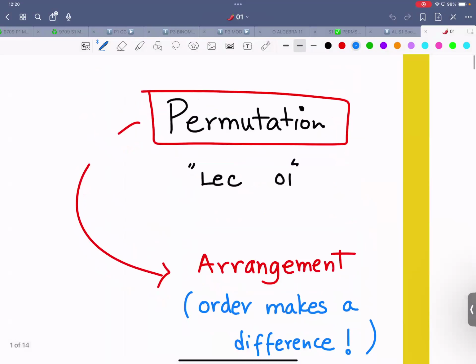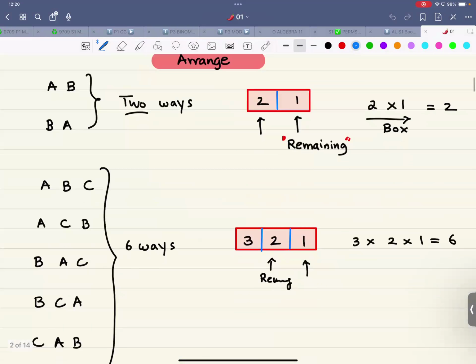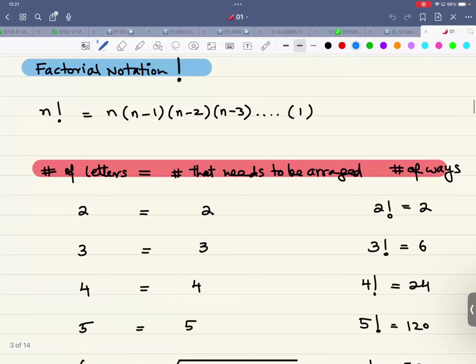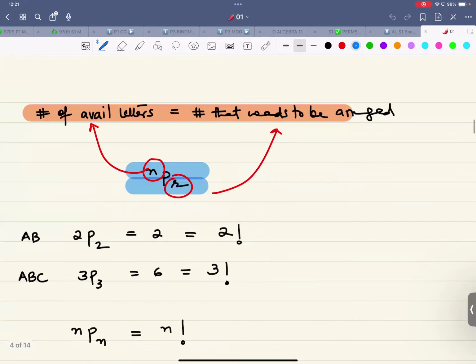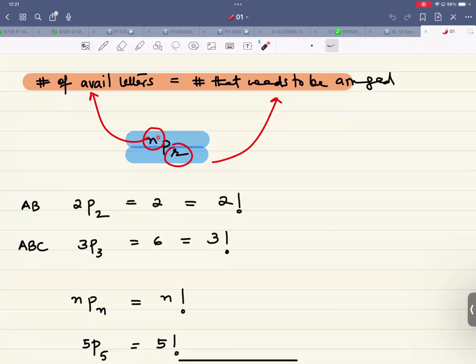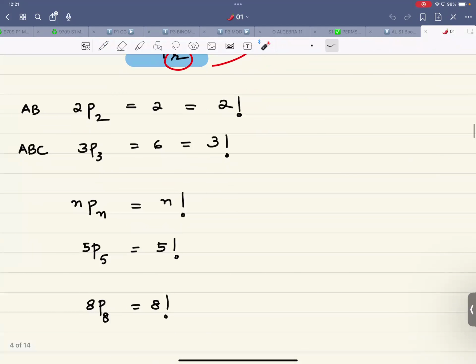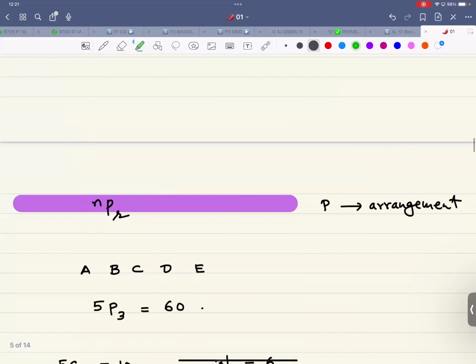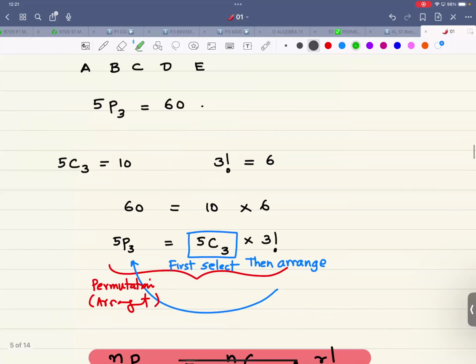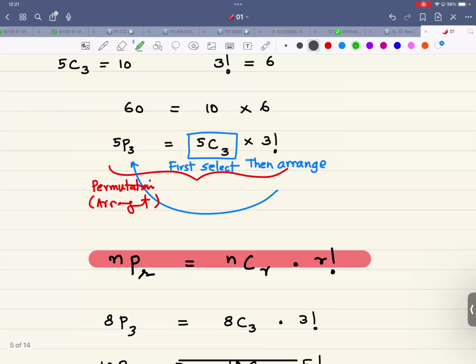So now permutation, lecture 1, order makes a difference. This is the basic idea of factorial. You have studied this. And then nPr, n stands for number of available letters or digits or books or anything, and r stands for number that needs to be arranged. So 2P2 is 2, that's the same thing as 2 factorial. 3P3 is 3 factorial. So therefore, we get this idea that nPn is n factorial. We are just going over the basics. The same idea, first select, then arrange. That's the same thing as permutation.